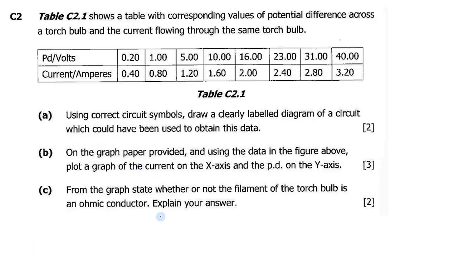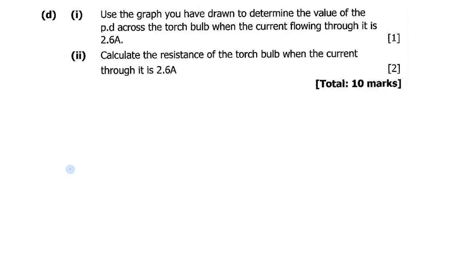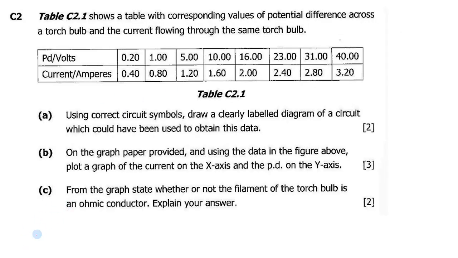So this one is about plotting, like the one we plotted. Let me read. Table C2.1 shows a table with corresponding values of potential difference across a torch bulb and the current flowing through the same torch bulb. Using correct circuit symbols, draw a clearly labeled diagram of a circuit which would have been used to obtain this data. Okay, so let's see. Oh, there are other questions here. Okay, so let me answer it.